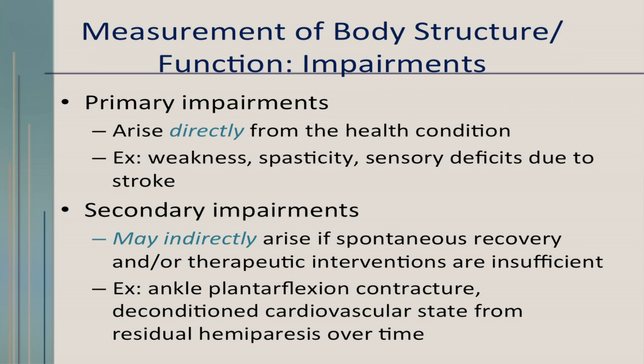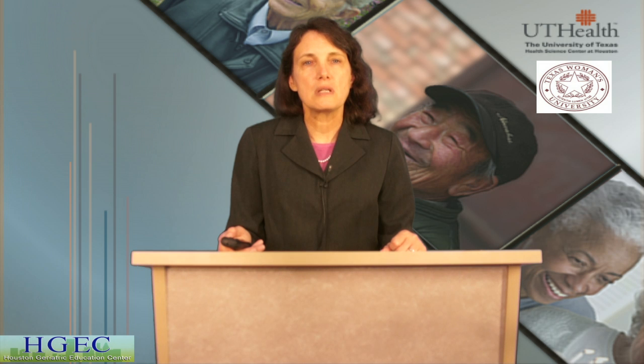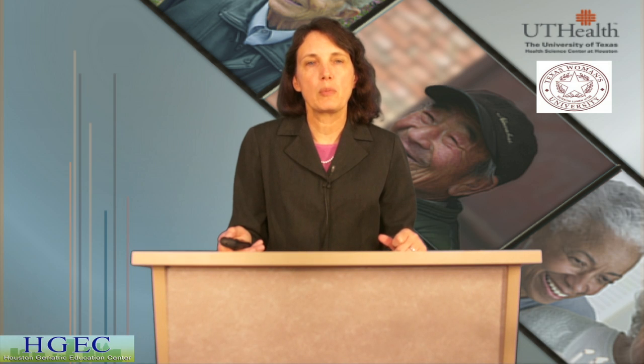We also look at measurement of body structure, function, and impairment. So we need to distinguish between primary impairments and secondary impairments. With primary impairments, these arise directly from the health condition itself. Examples of this after a stroke would be the weakness, spasticity, and sensory deficits that derive completely from the stroke itself. However, there's also the idea of secondary impairments, and these may indirectly arise if spontaneous recovery and/or therapeutic interventions are insufficient. An example of this would be an ankle plantar flexion contracture or Achilles tendon shortening or deconditioned cardiovascular state from residual hemiparesis over time.